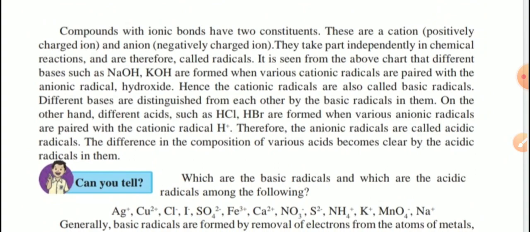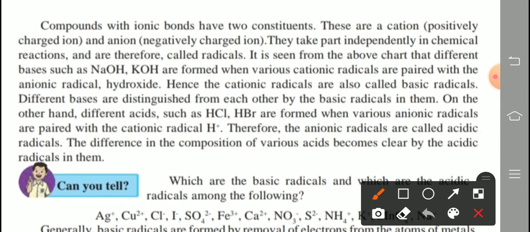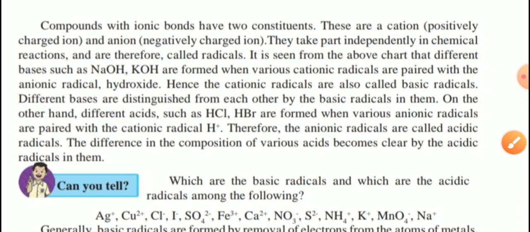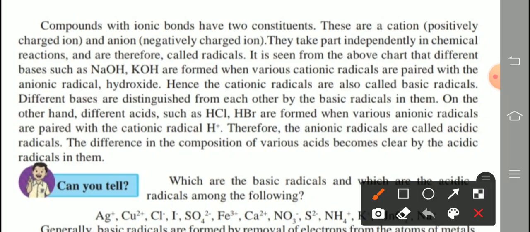On the next page, the radical information is given. So the next question is asked like this: define radicals. What is the explanation given? Check that. Compounds with ionic bonds have two constituents. These are a cation, meaning a positively charged ion, and an anion, meaning a negatively charged ion. They take part independently in chemical reactions and therefore are called radicals. So how to write down the reaction? Now see that. You mark the definition from here.